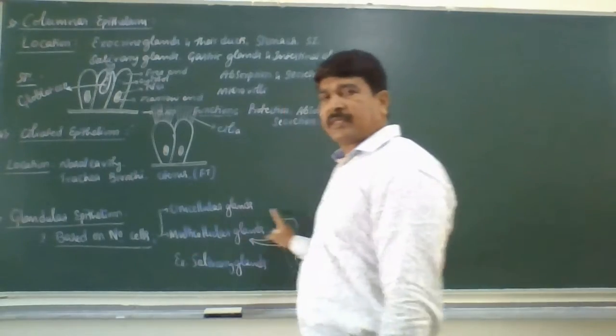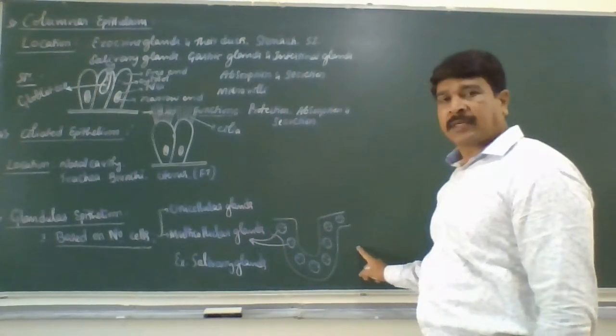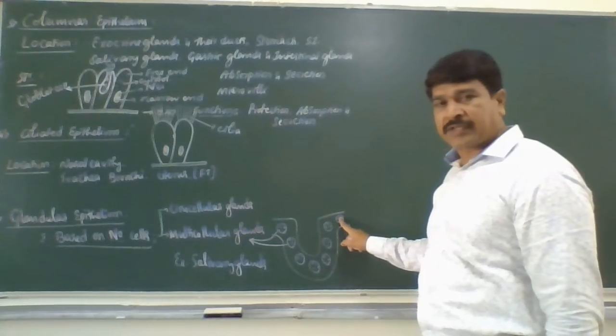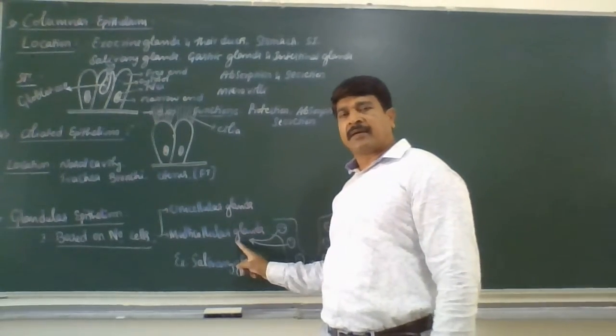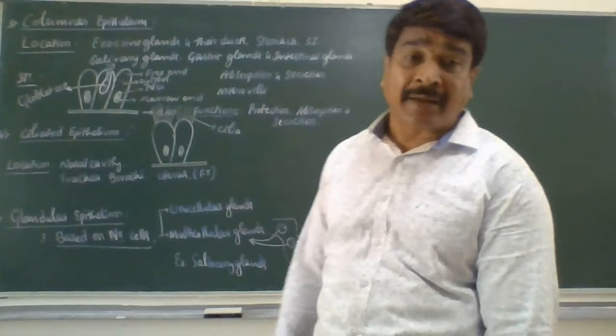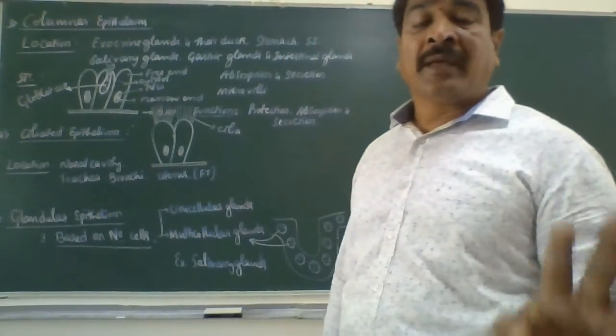Let us consider this is the layer of the cells. In this case, many cells are involved in secretion. This is called a multicellular gland. Example, salivary glands. This is the one system of the classification.